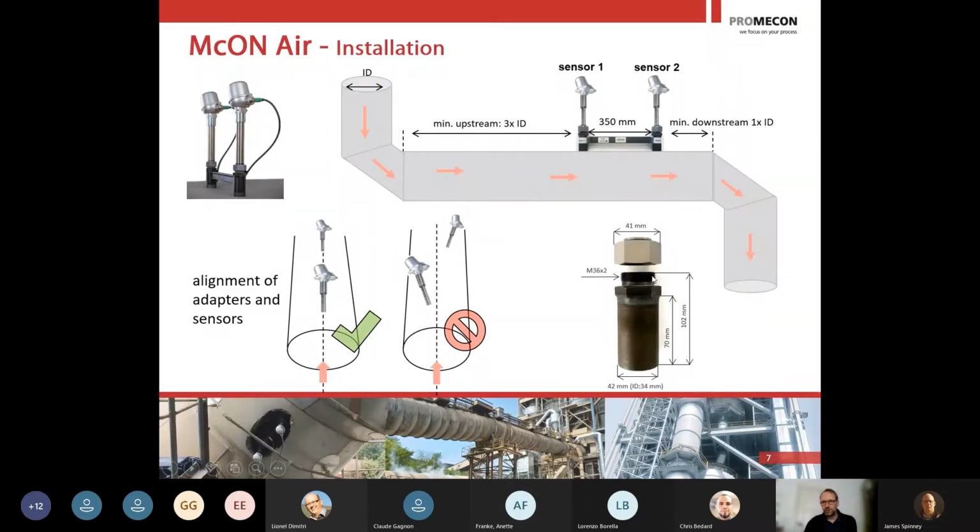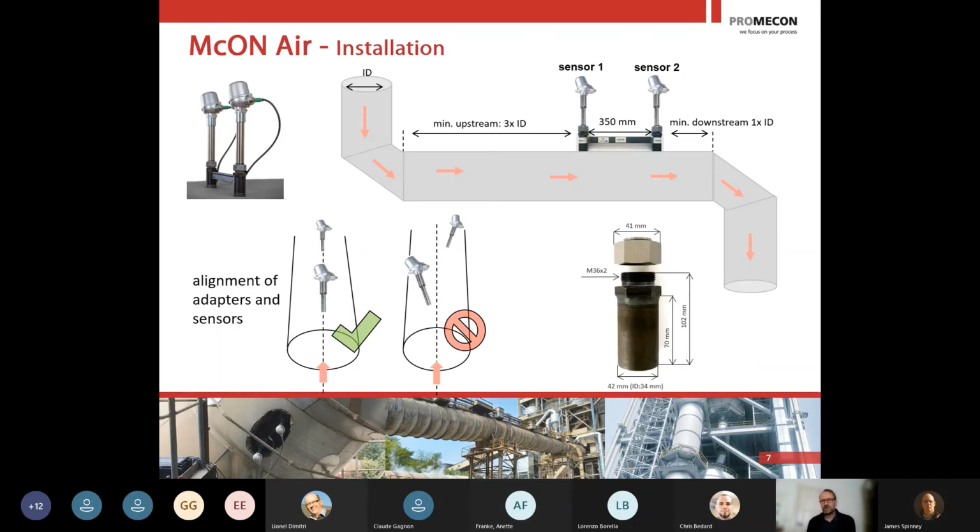The brackets are basically connectors. They are screwed on. They have a gasket, and you just insert the sensor and screw this nut. Of course, here on the left side, you see the alignment of the sensors should be in flow direction, one after the other, and they shouldn't be crossed like indicated there in the picture.